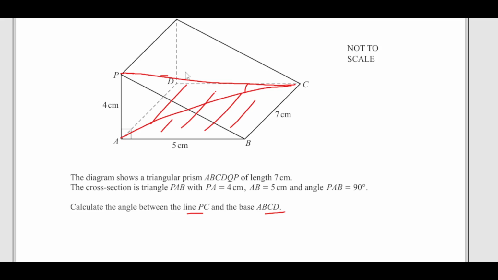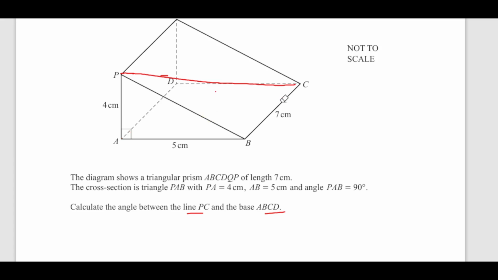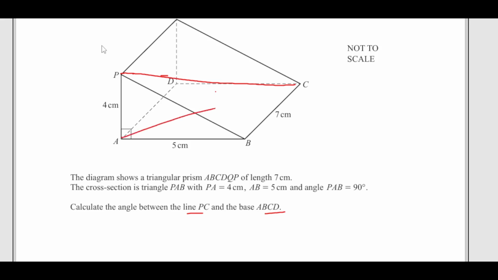Now first of all we have to find out this length here. Sorry for the messy diagram, let me just erase all this. So as you know now, we are looking for this angle here, right? This is a triangular prism, so this angle is 90 here.